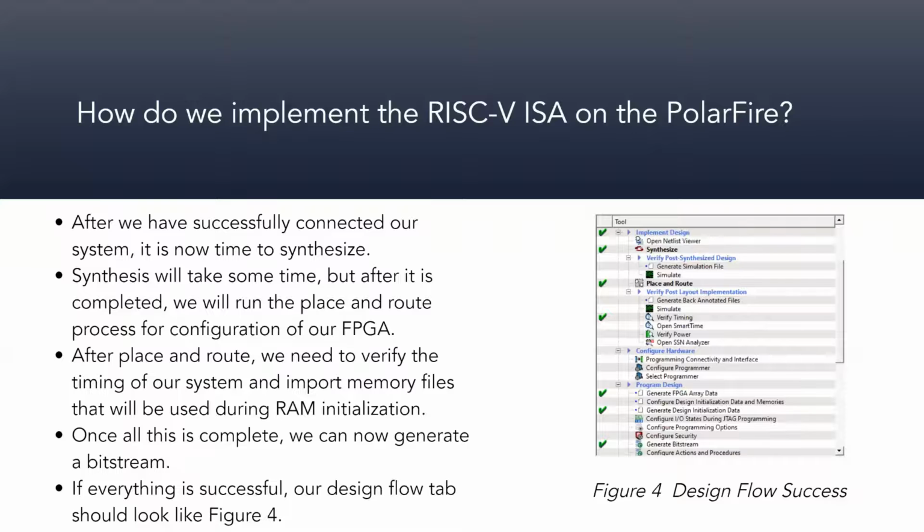After we have successfully connected our system, it is now time to synthesize. Synthesis will take some time, but after it is completed, we run the place and route process to configure our FPGA. After place and route is done, we need to verify timing of our system and import memory files that will be used during RAM initialization. Once all of this is complete, we can now generate a bitstream. If everything is successful, our Design Flow tab will look like the figure on the right.